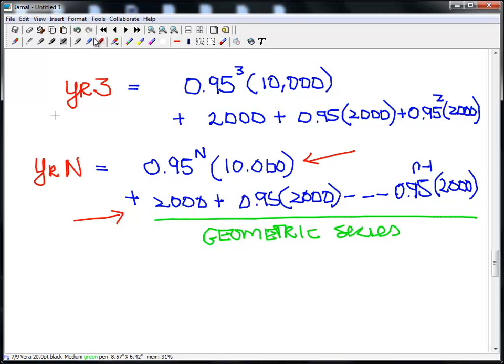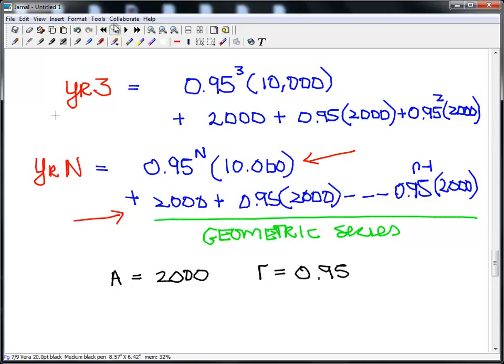Okay, and within it, A is 2,000. R, the common ratio, is 0.95, and it goes from 0 to n minus 1. So this is where the index term here is just r to the power of 0. It's just 2,000. Here it's n minus 1. So it actually fits in with the equation we have previously.